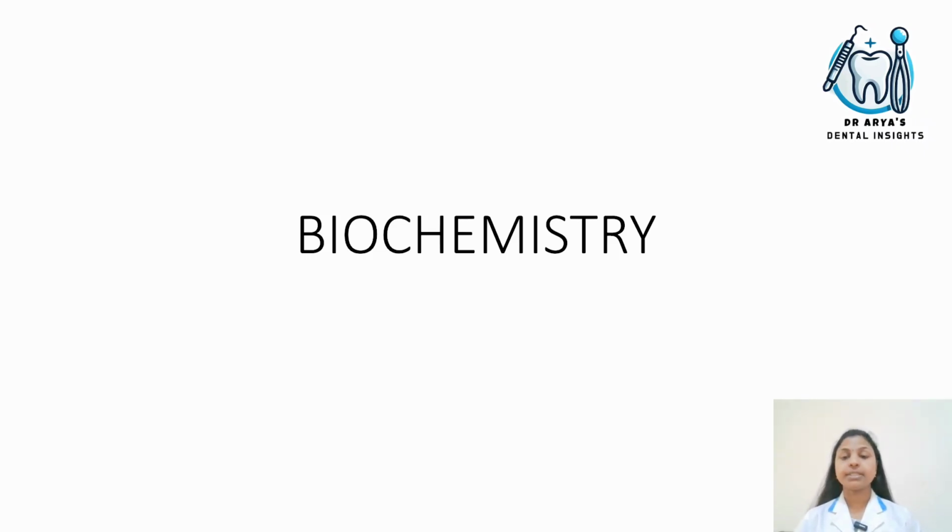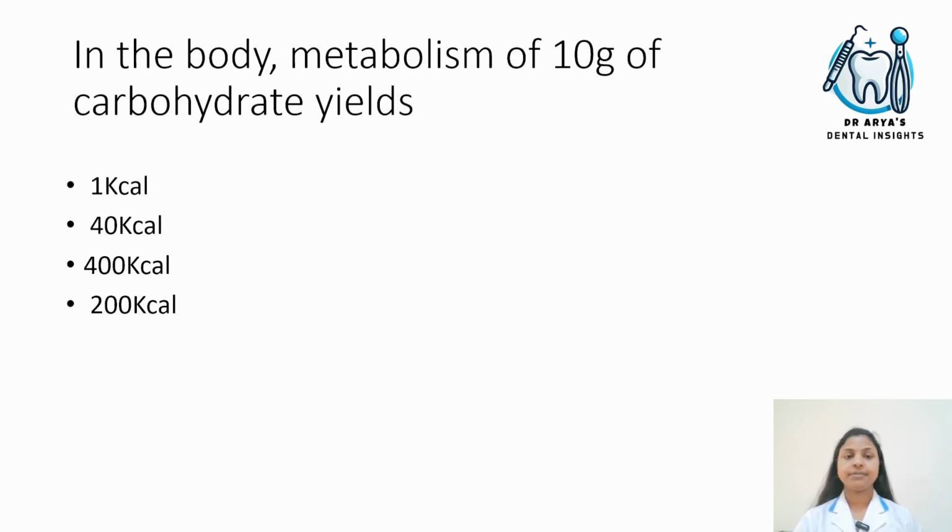Today I am going to discuss some important questions on biochemistry. So let's start. In the body, the metabolism of 10 gram of carbohydrate yields 1 kilocalorie, 40 kilocalorie, 400 kilocalories or 200 kilocalories. So moving to the discussion part.